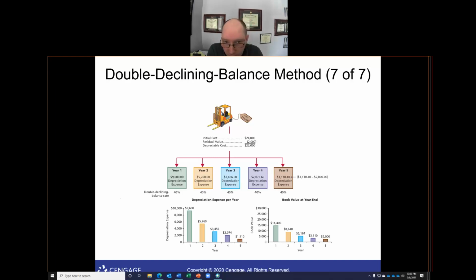Any questions on double declining balance method? Makes sense, right? Remember, it's all about following the steps. If you follow the steps, I promise you'll do very well. Look at the steps, memorize the steps, follow the steps. You'll get it, I promise. Good so far? Okay. I'm trusting y'all.